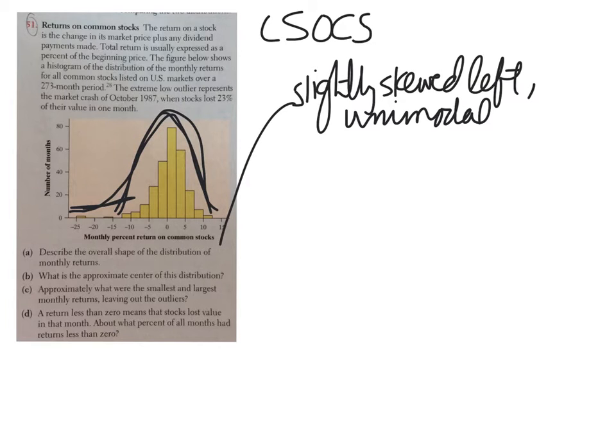What's the approximate center? Okay, so the key to this one is knowing the 273 months. So if I do 273 divided by 2, that gives me 136.5. I'm going to need to approximate this to the best of my ability.